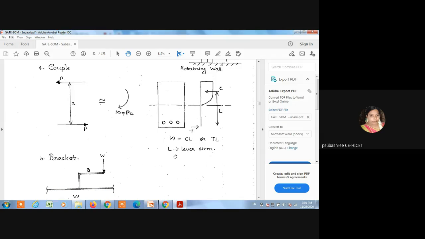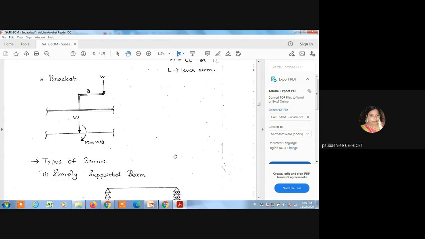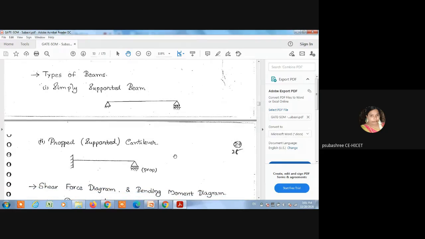And couple: clockwise and anticlockwise moments. And bracket. And what are the types of beams? The first one is the simply supported beam. Refer to this figure. The left end is simply supported, then the right end is the roller support. It is called a simply supported beam.